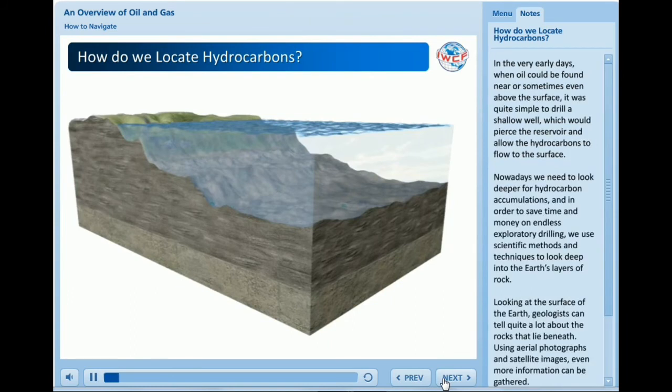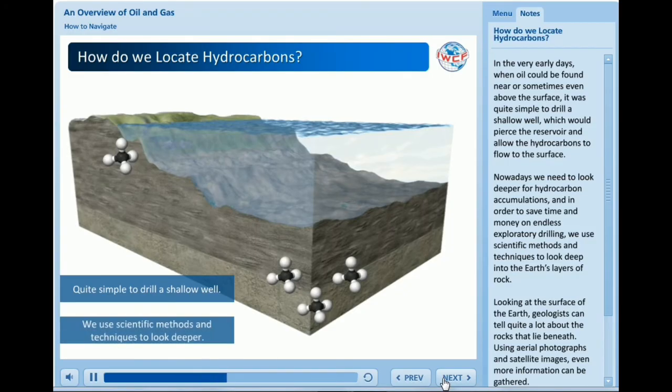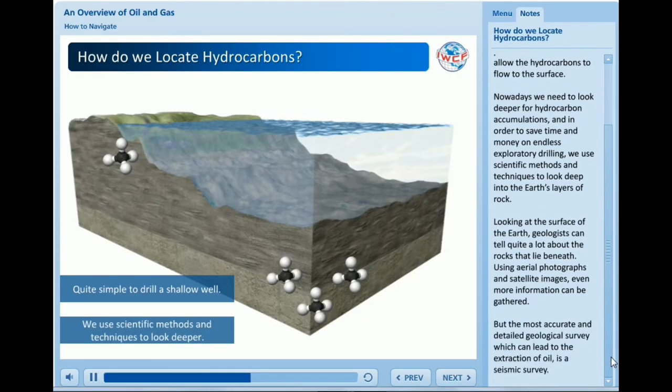In the very early days, when oil could be found near, or sometimes even above the surface, it was quite simple to drill a shallow well which would pierce the reservoir and allow the hydrocarbons to flow to the surface. Nowadays, we need to look deeper for hydrocarbon accumulations, and in order to save time and money on endless exploratory drilling, we use scientific methods and techniques to look deep into the Earth's layers of rock.